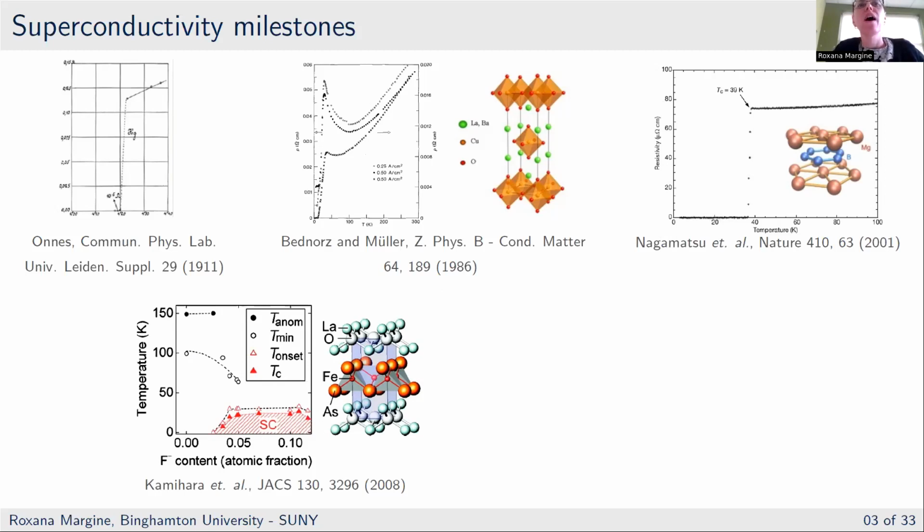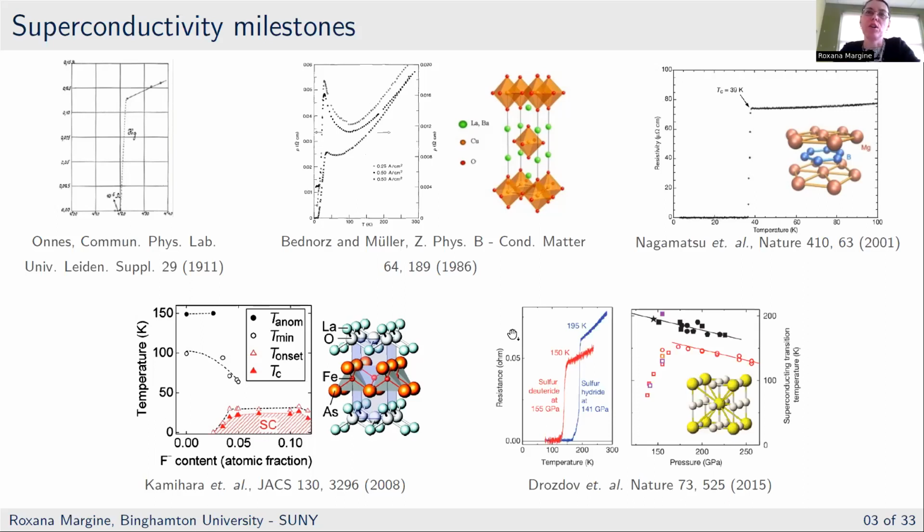They are also unconventional superconductors, and have a Tc that can reach even 100 Kelvin. And finally, I would say the latest milestone was the discovery of, again, phonon-mediated superconductivity, but in this case under extremely high pressures, at about 150 gigapascal, with a critical temperature of around 200 Kelvin in a sulfur hydride.